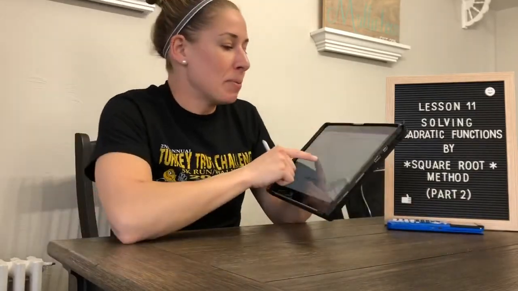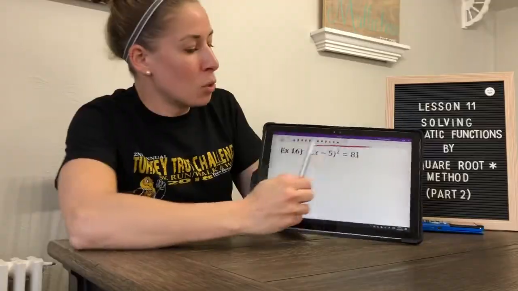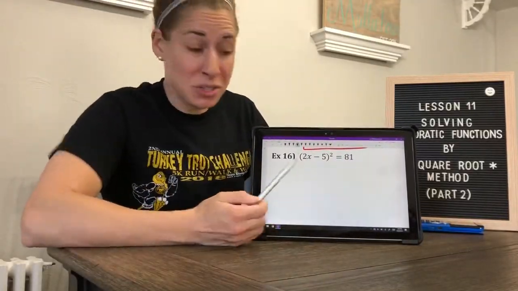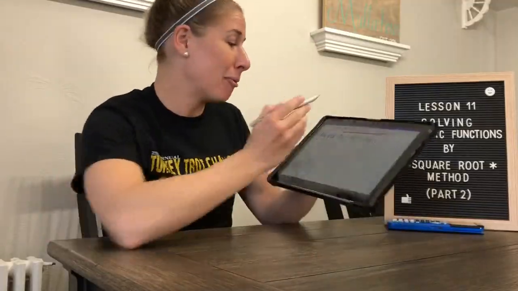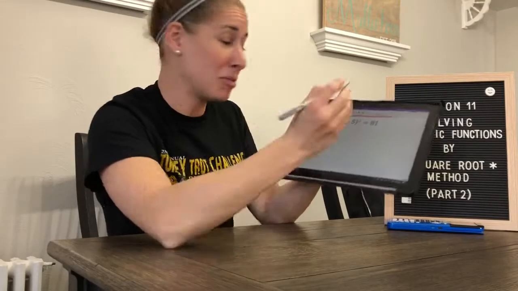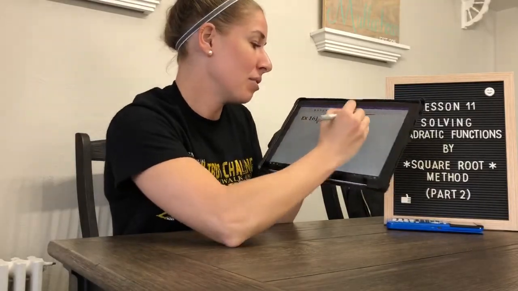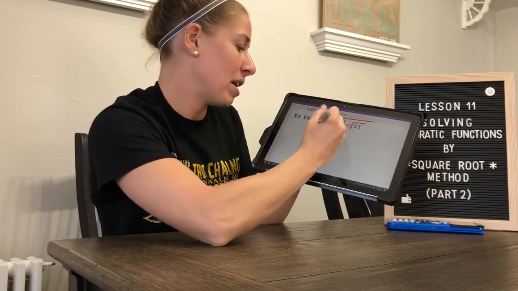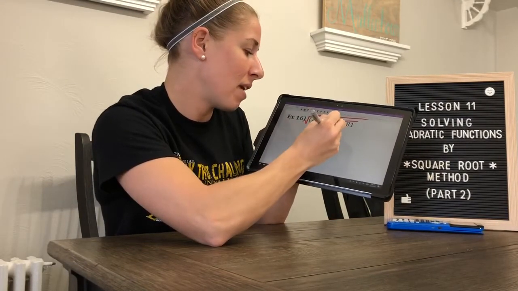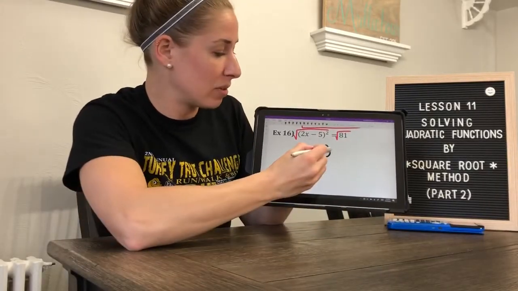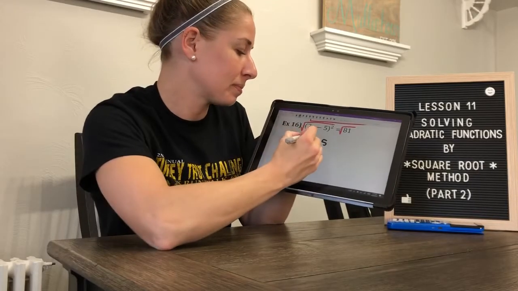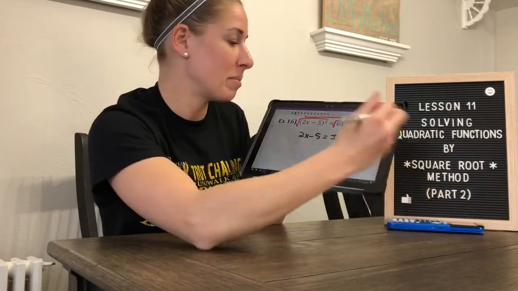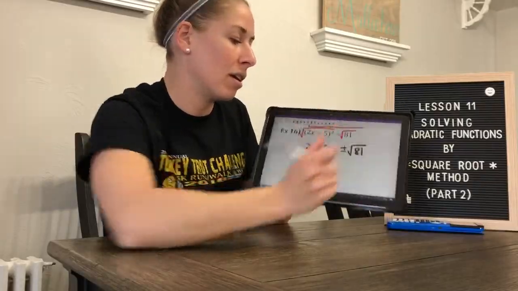Okay. Example 16. The quantity of 2x minus 5 squared equals 81. The part that's squared is already by itself. So we can just begin by square rooting both sides. So the square root undoes the squared part, and we're left with the quantity 2x minus 5, which at this point we don't really need the parentheses there anymore, equals plus or minus, don't forget your plus or minus, the square root of 81.